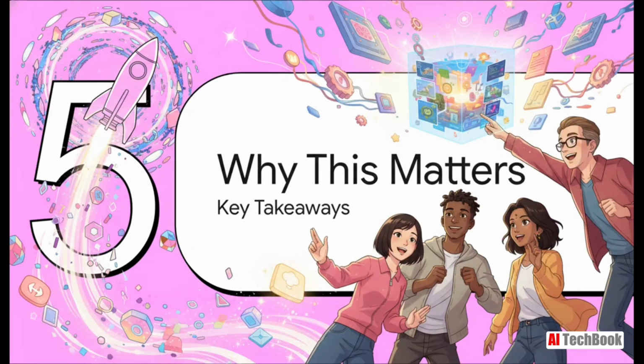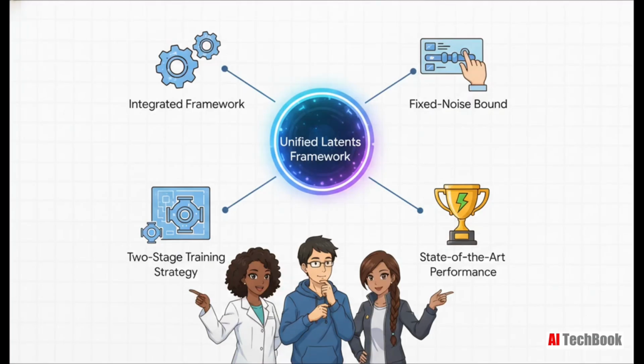Okay, so we've seen how it works and we've seen how well it performs. Now let's wrap it all up by talking about why this is such a huge step forward for the entire field of generative AI. So let's just recap the breakthroughs here. We've got an integrated framework that optimizes the entire pipeline from start to finish. We have a fixed noise method that gives developers precise, predictable control. There's a two-stage training strategy that perfectly balances efficiency and quality. And all of this leads to state-of-the-art performance that is just fundamentally more compute efficient.